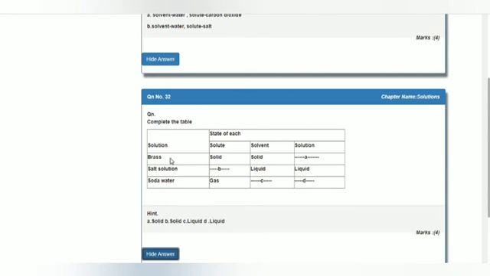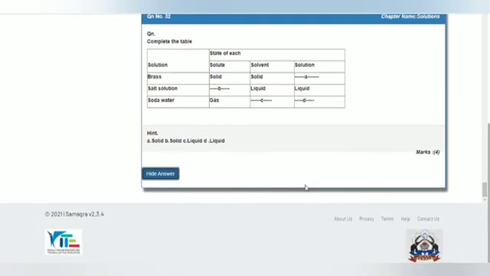Complete the table: solution, state of the solute, solvent and solution. Brass: solute is a solid, solvent is also a solid, then the solution is a solid. Salt solution: solute is a solid, solvent is a liquid, solution is a liquid. Soda water: solute is a gas, solvent is a liquid, solution is a liquid.